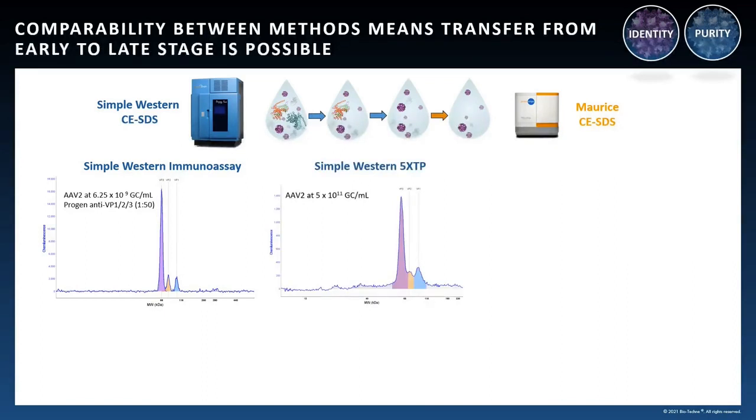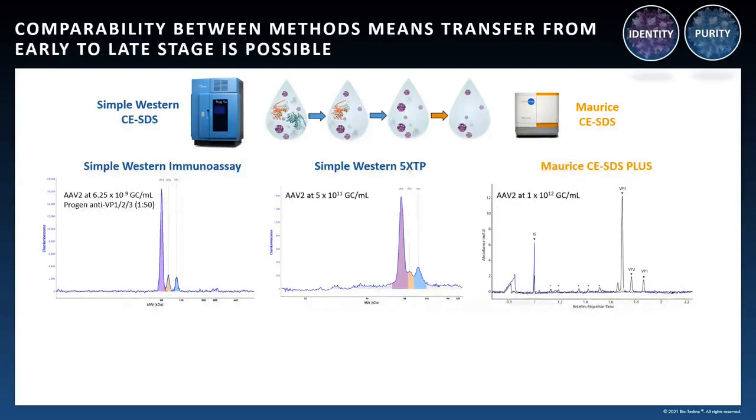Shown in the middle is the 5x total protein assay on Simple Western in the 12-230 separation matrix with the same AAV2 sample, just diluted a little bit less at 5 × 10¹¹ GC per mL. And on the right is the Maurice CE-SDS Plus data. It clearly has the best resolution with better than baseline separation of the viral proteins.